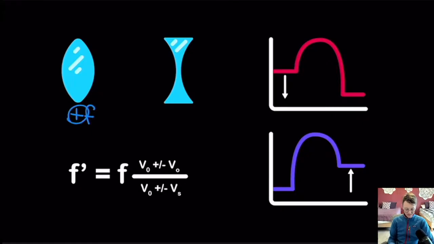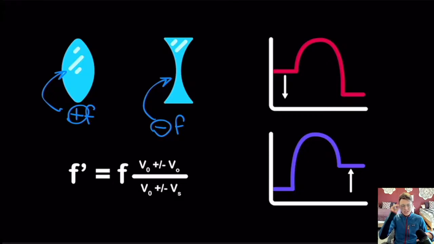So this positive value right here is really just saying you're dealing with this kind of lens. And when we come over to the diverging lens over here, we give it a negative focal length. And all that's really saying is that this lens on this side is diverging. So these signs are really standing in for some sort of concept.